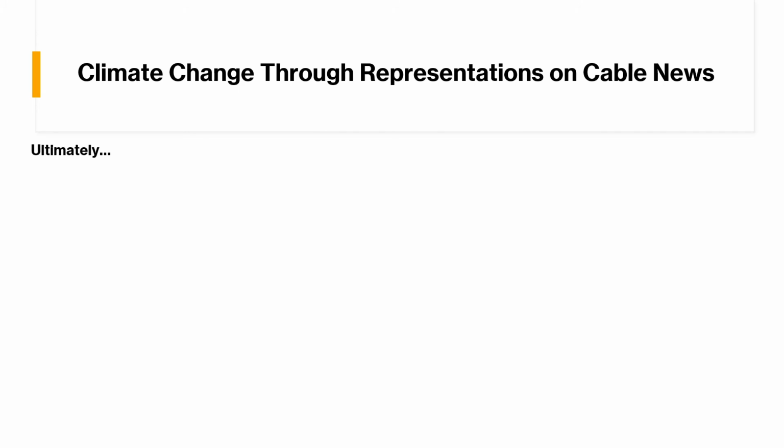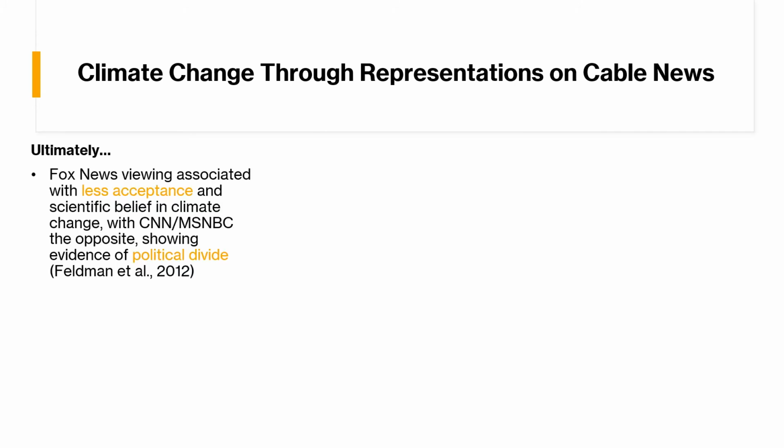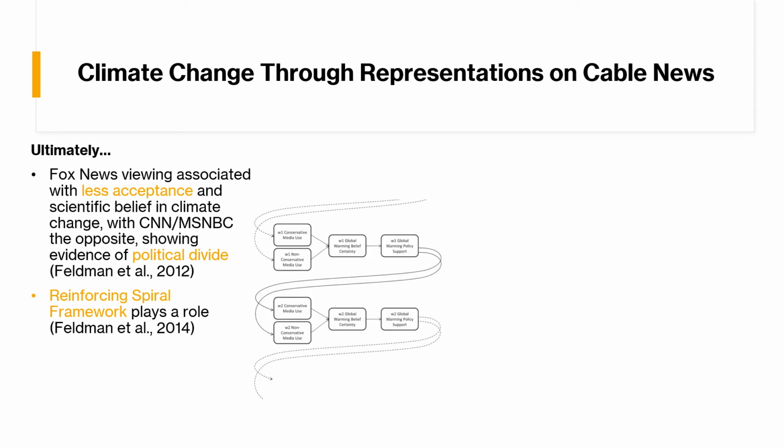Papers show that Fox News viewing is much more widely related to lower acceptance rates of climate change, while CNN and MSNBC are positively associated with climate change acceptance, with the divide between Republican and Democrat opinions respectively. Feldman et al. also argue that a reinforcing spirals framework, shown to the right, plays a significant role. A particular group with particular views, let's take Republicans for example, will selectively consume media that aligns with their views, reinforcing those beliefs and consuming similar media again, and the cycle begins.